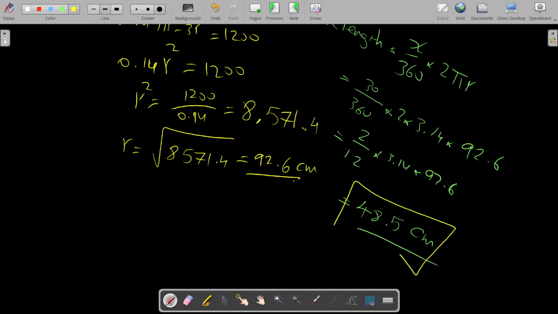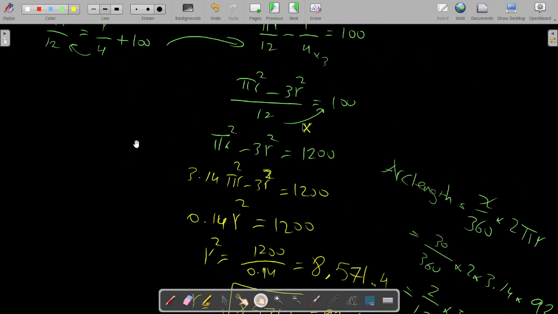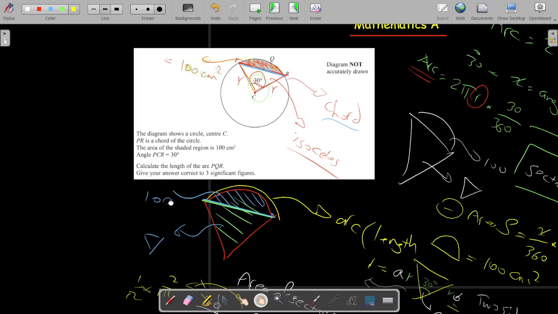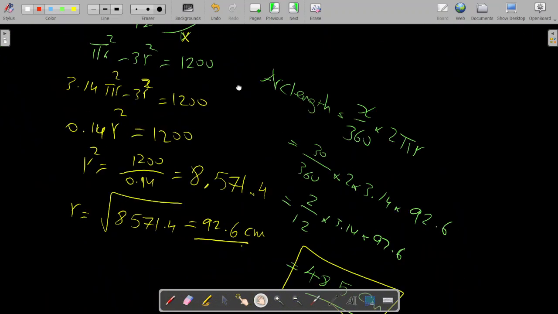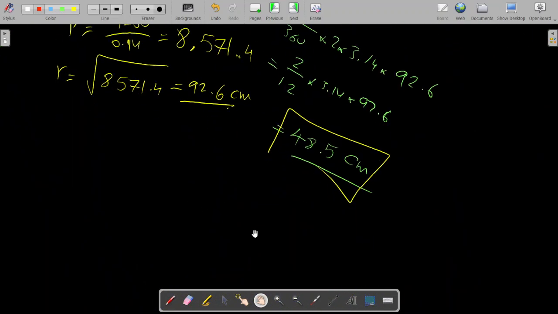And remember another thing: the question says 3 significant figures, if I'm correct. Pay attention to this kind of detail in the past paper. When it says 3 significant figures, it means your answer should have 3 digits. And this problem was solved.